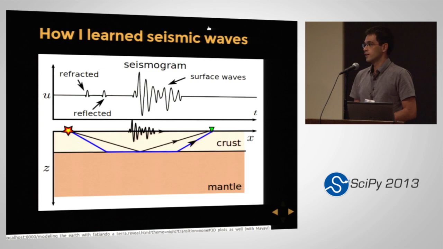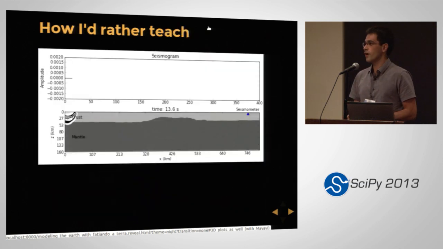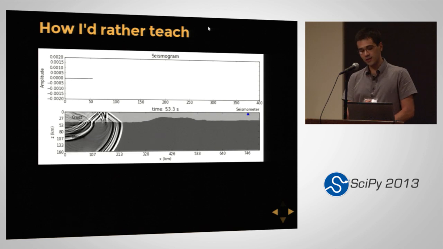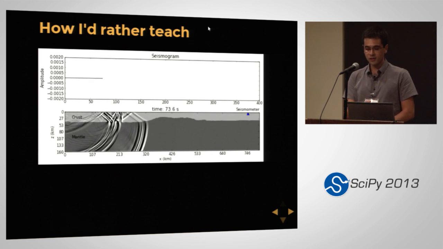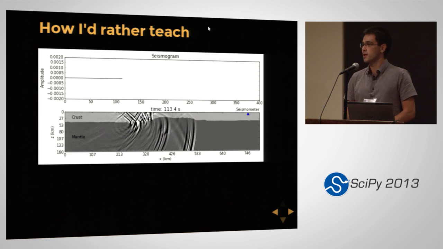But this is not very intuitive. When I think about waves, I usually think about this, not those straight lines. I imagine ripples in water. So then I implemented this finite difference solver just to get a feel for what these waves look like. I'd much rather teach like this. So I can show here, okay, you see the refracted wave is traveling along the interface, and it travels faster, so it overtakes the main body wave.